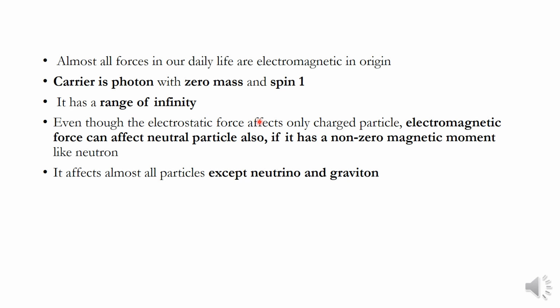Even though the electrostatic force affects only charged particles, the electromagnetic force can affect neutral particles also if they have a non-zero magnetic moment, like the neutron. Since this is the electromagnetic interaction, both electric and magnetic interactions are there. If a particle has a non-zero magnetic moment, it can interact by the electromagnetic force. It affects almost all particles except the neutrino and graviton.